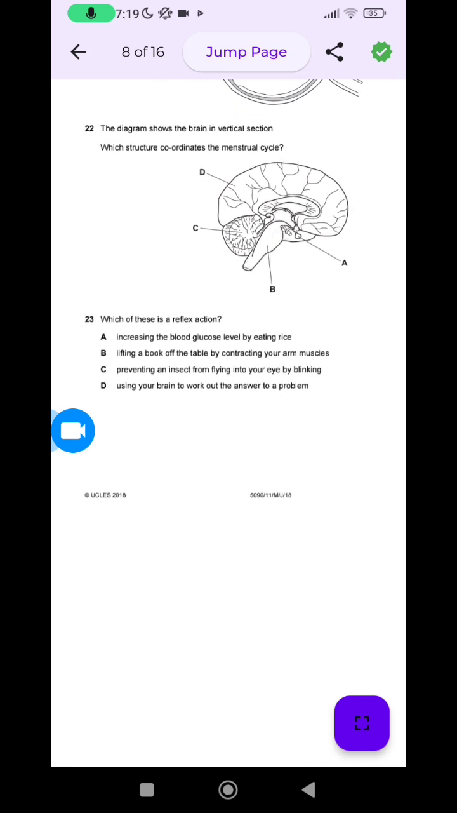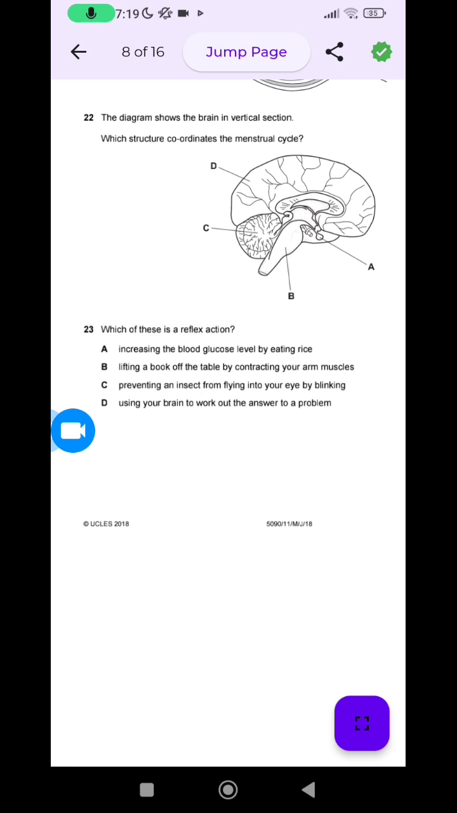Which of these is a reflex action? Increasing the blood glucose level by eating rice? No, it is not a reflex action. A reflex action, as we know, is an involuntary action which occurs very quickly, which we cannot control. But eating rice we can control, and it is not very quick, so it is wrong. Lifting a book off the table by contracting your arm muscles. This is also not an involuntary and fast, rapid action by the body, so this is also incorrect.